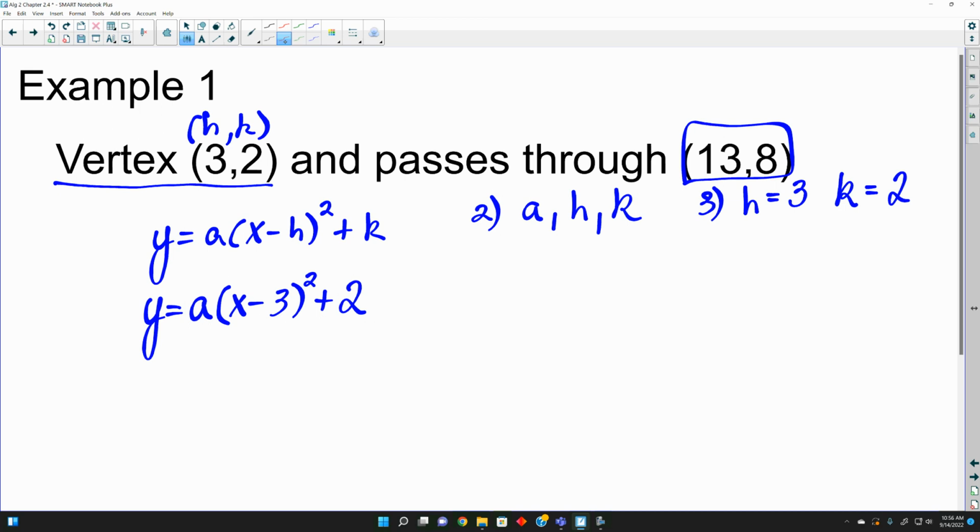So what we're going to do is plug that in and say that 8 is equal to a times (13 minus 3) squared plus 2. We're using that point that it's going through to find the value of a. So really all we have done so far is pick the equation that's in vertex form, plug in the values of h and k. Now we're solving for a to plug it in.